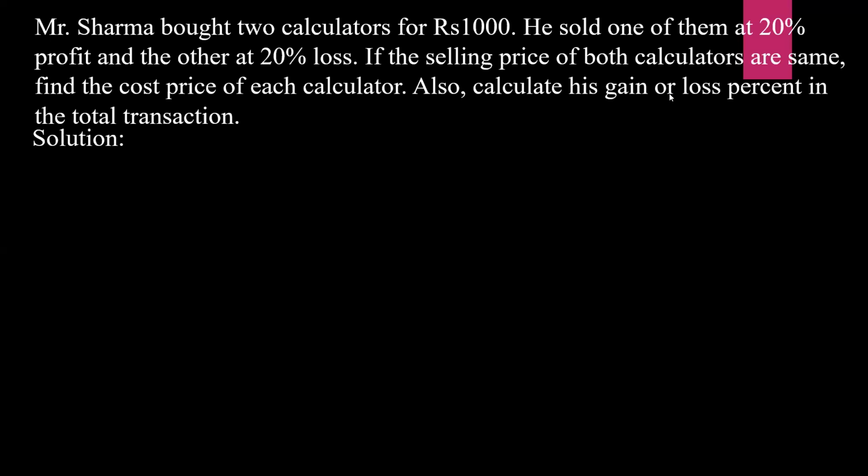In the first case, it is 20% profit by selling one calculator and 20% loss by selling the other calculator, right? And the condition, which is very important in this question, is that both the selling prices are the same, isn't it? So we have to look at this condition. And we need to find out the cost price of each calculator, and also we have to calculate the gain or loss percent. Okay, for that, again, remember there are two different cases.